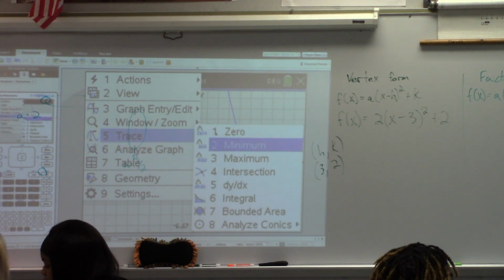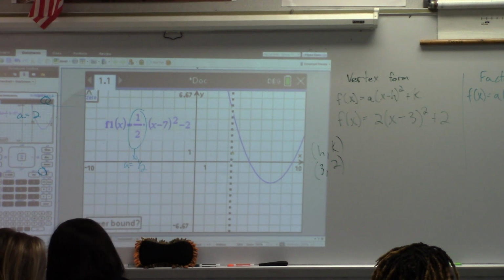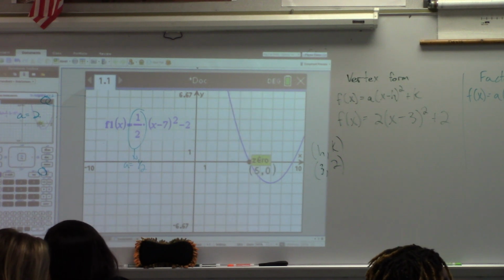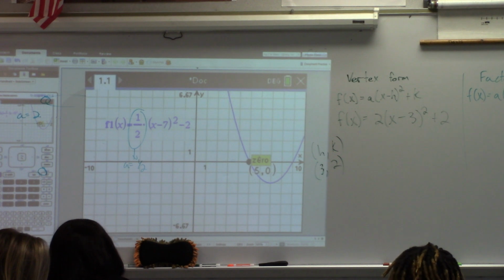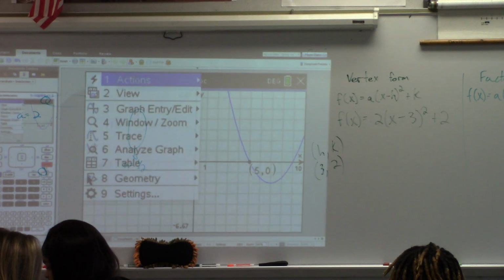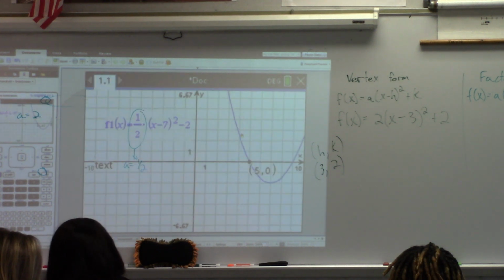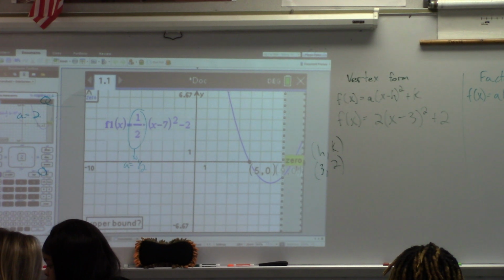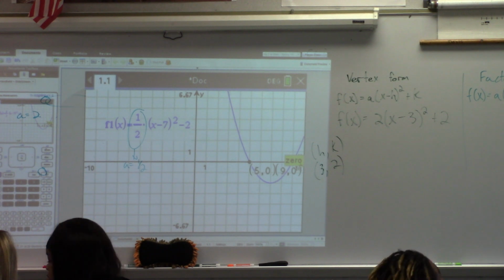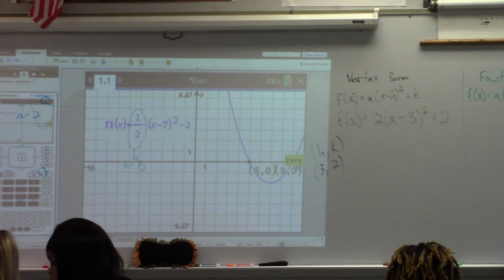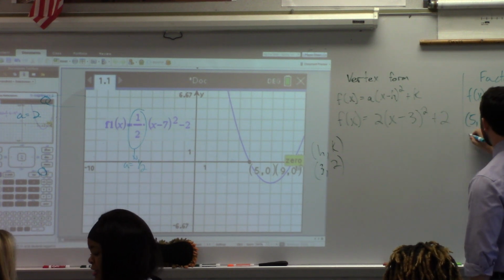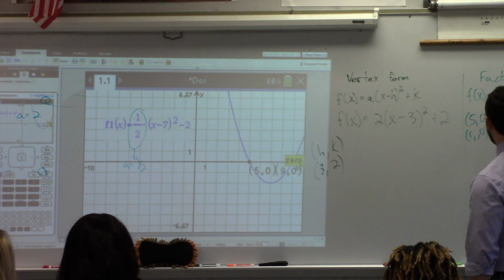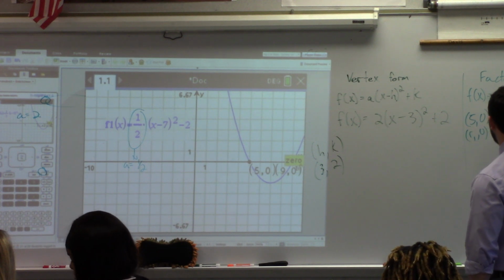See how it asks for a lower bound? So I'm going to go below that root, then go to the right, and there's one of the zeros. I do it again: go to the left of that second root and to the right of that second root. Note that you cannot do both roots at the same time. You can only look at one at a time, so be aware of that. So the roots are 5 and 9.